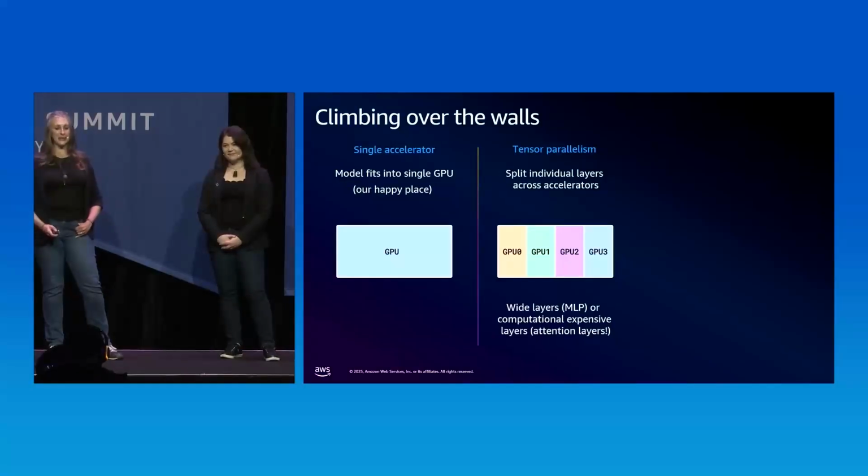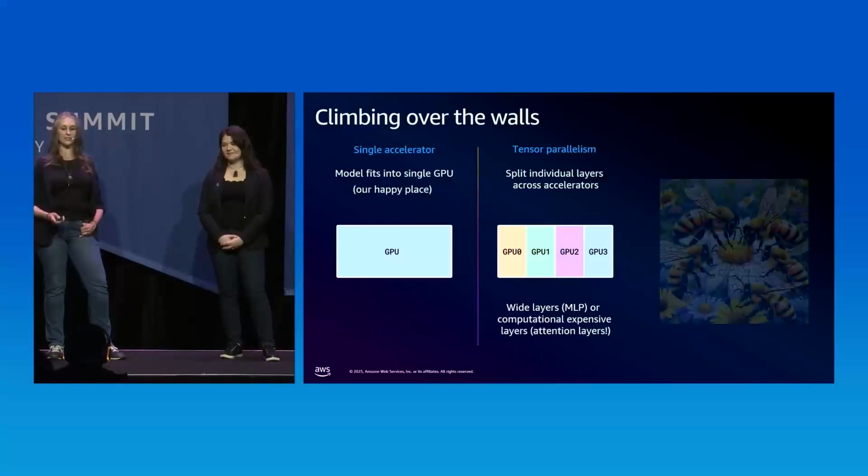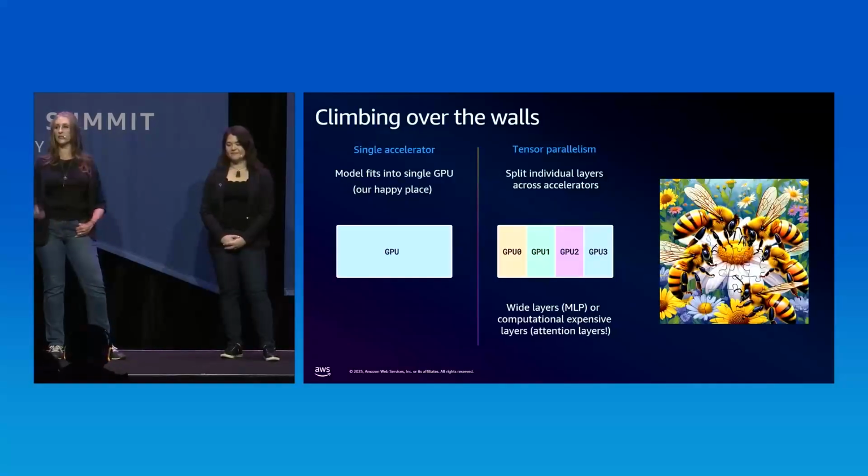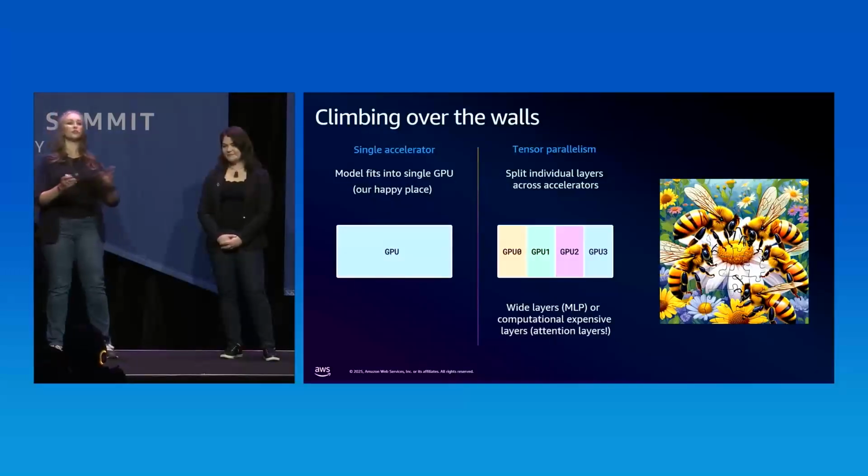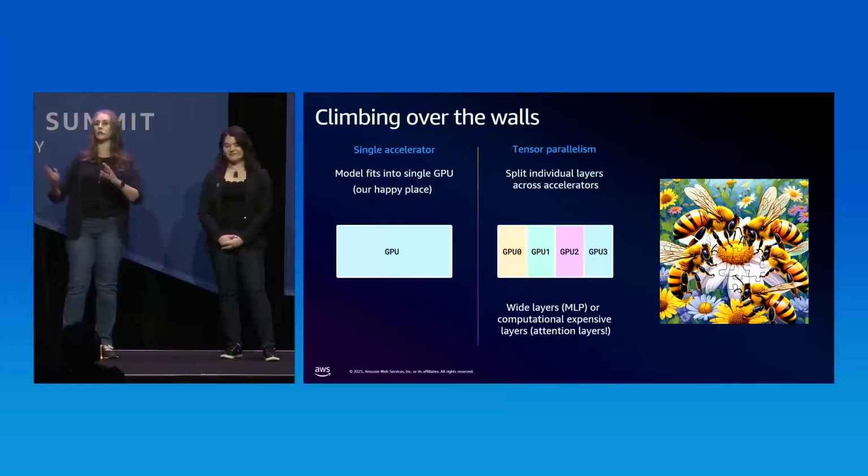Tensor parallelism came to the rescue. With tensor parallelism, we can split an individual layer up across multiple accelerators. Think of it like solving a complex jigsaw puzzle. You're not going to give the jigsaw puzzle to one single person to solve. You give it to a group of people to solve. Each of them works on a different part of the puzzle and it combines together to form the complete picture.